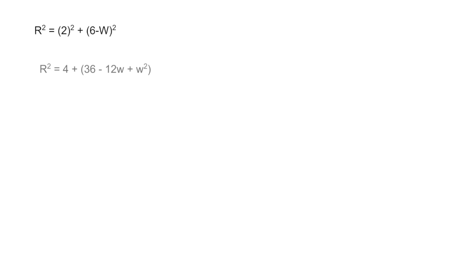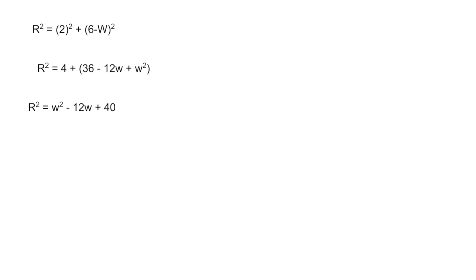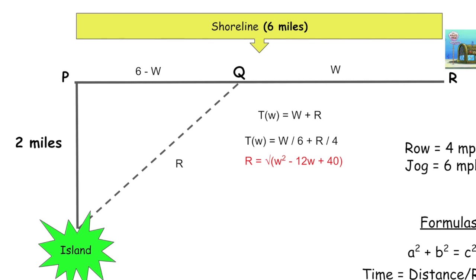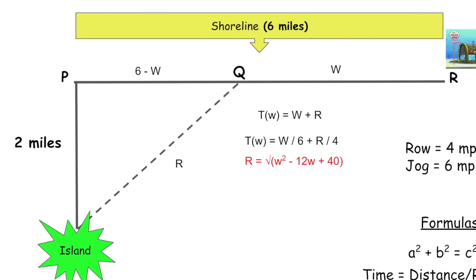So distributing these squares, we can say that R squared equals 4 plus, in parentheses, 36 minus 12W plus W squared, if you factor that out. Then you combine those two, so that R squared equals W squared minus 12W plus 40, and then take the square root of both sides to get R by itself, and you will get R equals the square root of W squared minus 12W plus 40. Now coming back to the diagram with point R in the final equation still, and using substitution, we can put that new equation in for R.